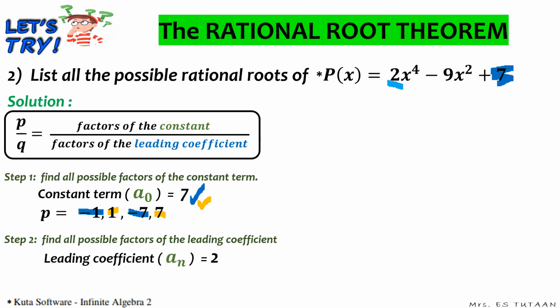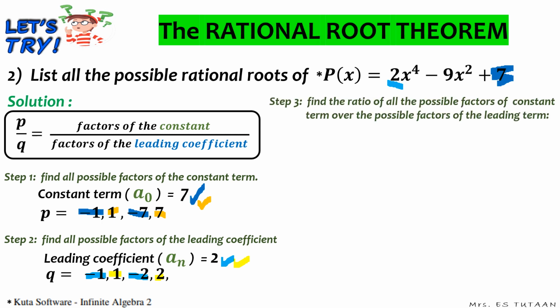So, that is positive 2. What are the possible factors of positive 2? We have negative 1 times negative 2, that will give us positive 2. And then positive 1 times positive 2, that will also give us positive 2. Okay, so we already have the factors of the constant and the factors of the leading coefficient.